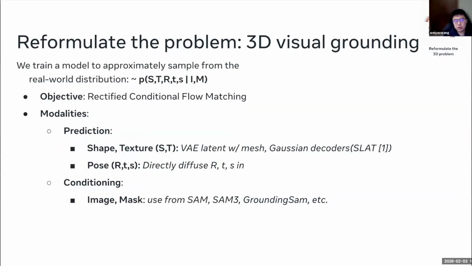Since the 2D to 3D problem by nature is lossy, you don't really have visibility to the parts that are not visible in the camera. We believe to solve this problem, a generative approach makes the most sense. We use a generative model, a rectified conditional flow matching model. This basically jointly diffuses the shape, the pose, and the texture given the image and the object prompt, which is typically a mask.